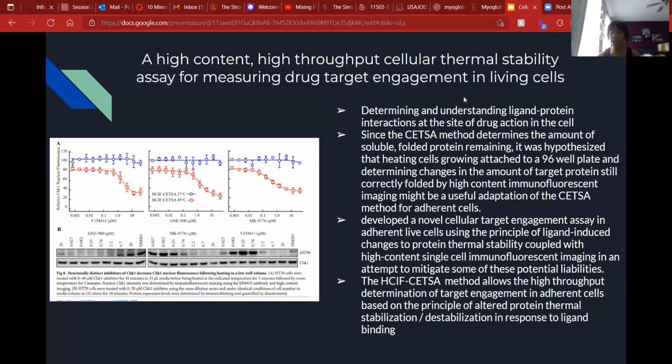So they called their new method HCIF-CETSA, and it allows for a thorough determination of target engagement in adherent cells, based on the principle of altered protein thermal stabilization or destabilization in response to ligand binding.